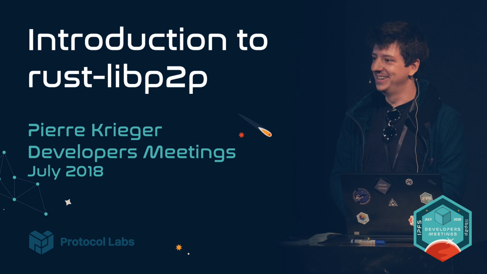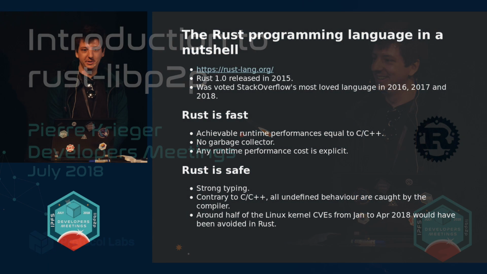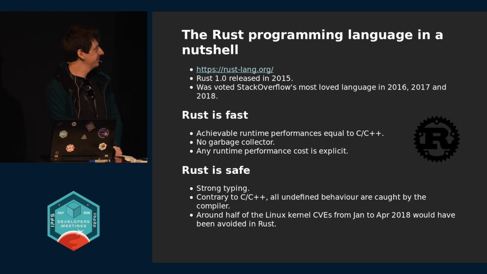So first, to start off, maybe some of you are not familiar with the Rust programming language. It was released in 2015, and it's very popular because it was voted the most loved language since then on Stack Overflow, according to Stack Overflow. And its characteristic is that it's fast, but at the same time, it's safe.